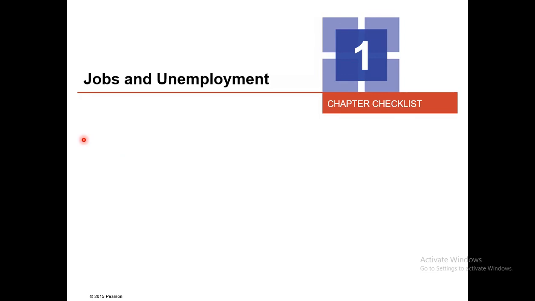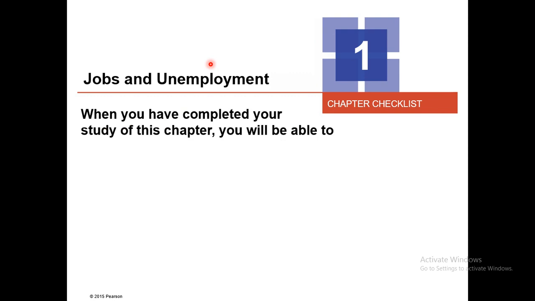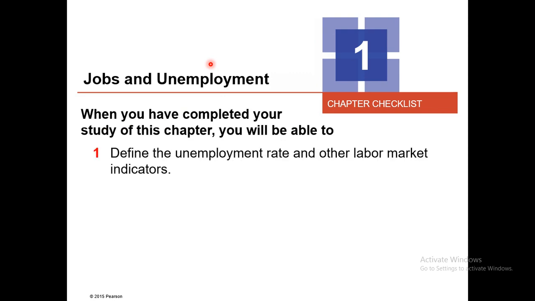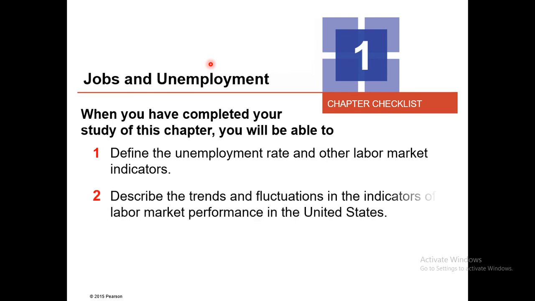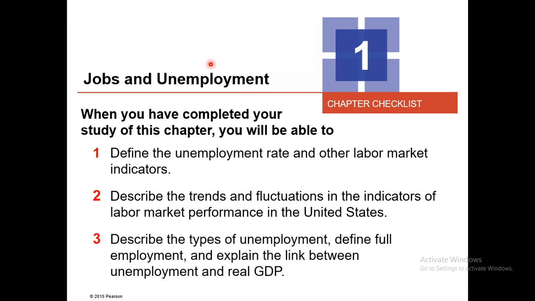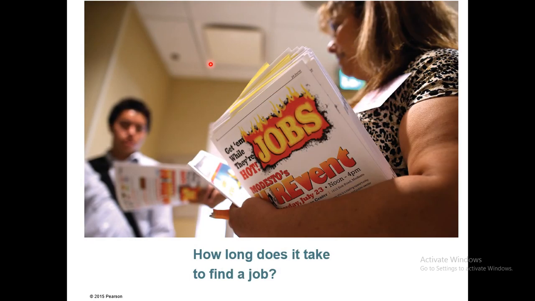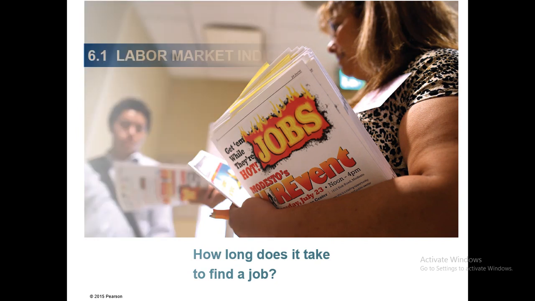Okay, good day everyone. We're going to be talking about jobs and unemployment. When you have completed your study of this chapter, you'll be able to define the unemployment rate and other labor market indicators, describe the trends and fluctuations in the indicators of labor market performance, and describe the types of unemployment. So, how long does it take to find a job?